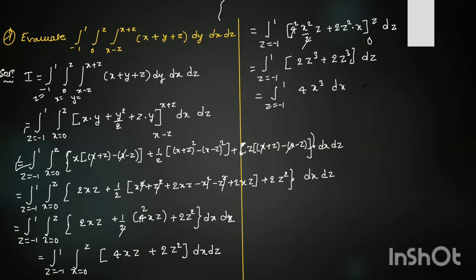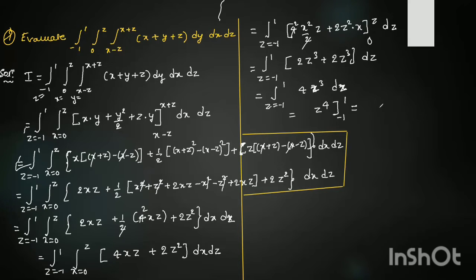4z cube dz. Now if you simplify, what do you get? The integration of z cube is z to the power 4 by 4, but the 4 gets cancelled. So z to the power 4. And if you apply the limit -1 to 1 to z to the power 4, what will you get as the answer?